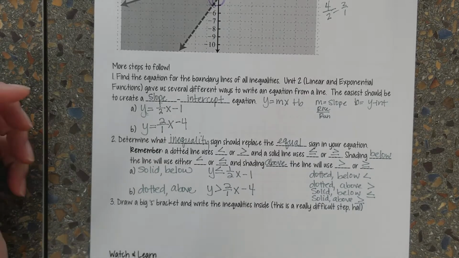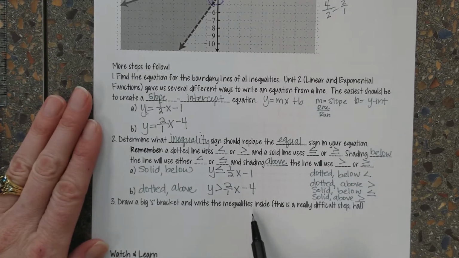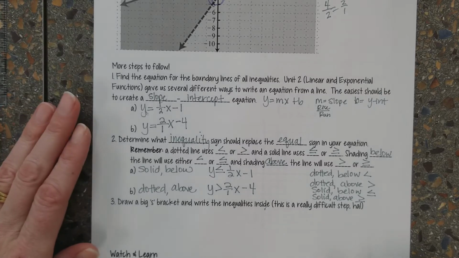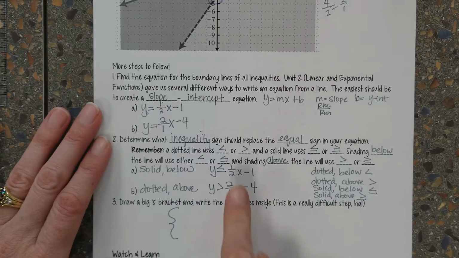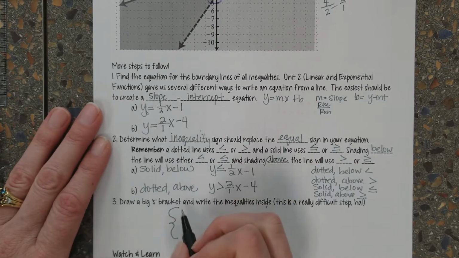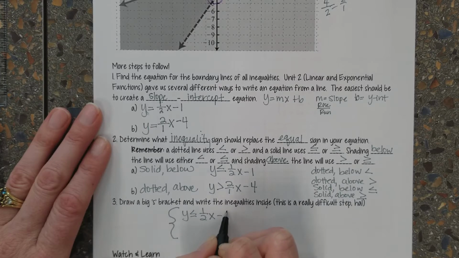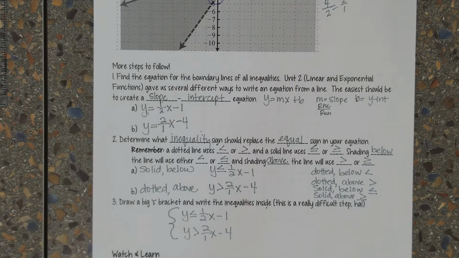Okay, the last step, the super hard step, is draw a big S bracket and write the inequalities inside. Yes, I know that's really difficult. Some of you have a hard time writing the S bracket. I know, I had a hard time too. So maybe it is the most difficult step, but really it shouldn't be. So you just write a big S bracket, and then you take these two and write them inside of it. So you've got y is less than or equal to 1/2 x minus 1, and y is greater than 2 over 1x minus 4. Ta-da! Done. That is it.